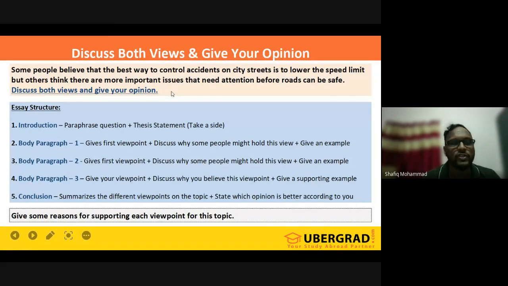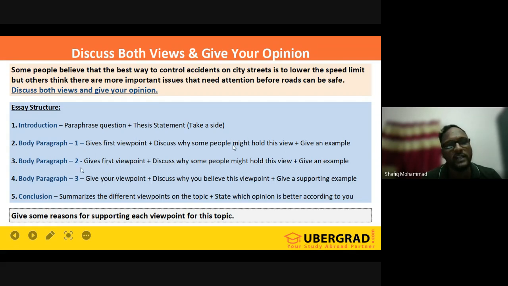These are the type of questions where you have to submit both the views. So discuss both the views and give your opinion. So there is no choice of yours here. So how will you discuss both the views? First, obviously, you'll give the introduction, you'll take a side. But in the body paragraphs, what you'll do is give the first viewpoint, discuss why some people might hold this view, and give an example. In the second body paragraph, you will give the other viewpoint, discuss why some people might hold this, and give an example to it.